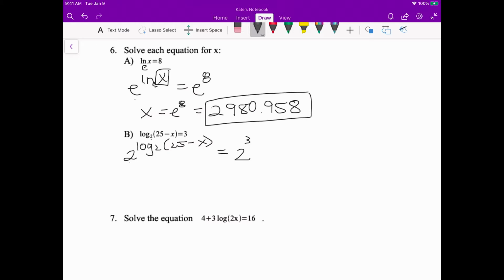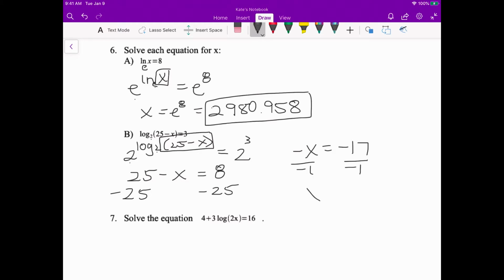Then again, because my exponential base and my log base are the same, this side will simplify to what I'm taking the log of. So I end up with 25 minus x equals 2 to the 3rd, which is 8. I can evaluate 2 to the 3rd equals 8. Then I subtract 25 from both sides, because now I'm just solving for x, and I end up with negative x equals negative 17. Divide by negative 1, and x equals a positive 17, and then that is my final answer.